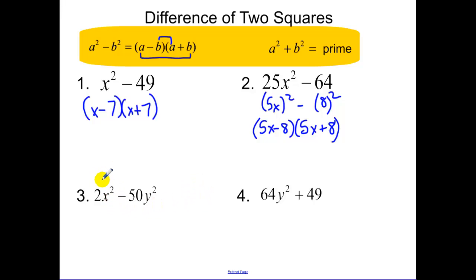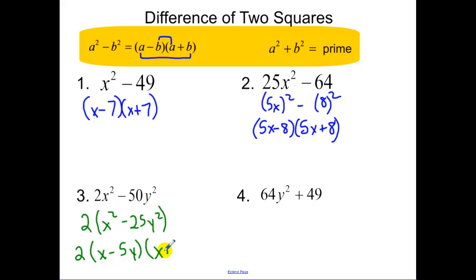Always remember your greatest common factor. Notice that 2 and 50, I could factor out a 2. Now I can factor this even more to be x minus 5y and x plus 5y. Now if it's a sum of two squares, with a plus sign in the middle, we can't factor. When we can't factor, we call that prime.